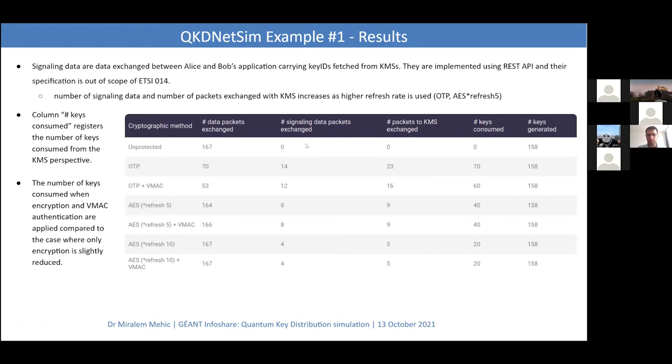You also have the number of packets that were exchanged from the KMS to the application. If you refresh your key more often, then you are going to communicate with the KMS more often and ask it, please provide me the new key more often. And that can result in a problem. On the right side, you have the number of keys that were consumed, and you see obviously that one-time pad is consuming most of the keys because it needs one key for each packet to be encrypted.